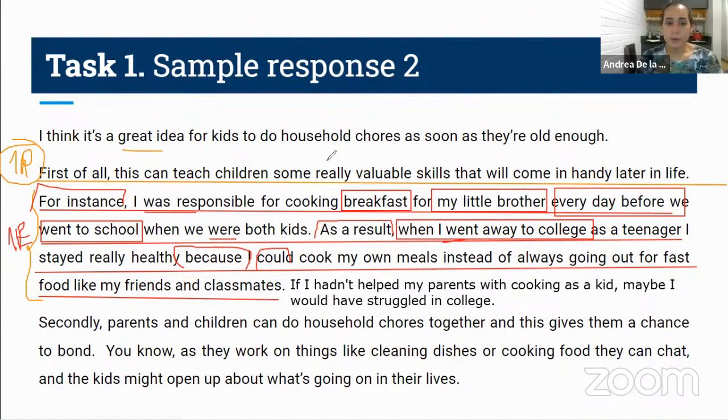And one more thing that I want to say about his example is that it is really coherent to his reason, right? It illustrates it perfectly. It isn't off topic, because his reason was that children learn valuable skills that are later helpful, that later come in handy. So he is showing how when he was a kid, he learned a valuable skill, which was cooking, that later helped him in college, right? To eat healthy food. So as you can see, everything's connected, everything's clear, it's detailed.